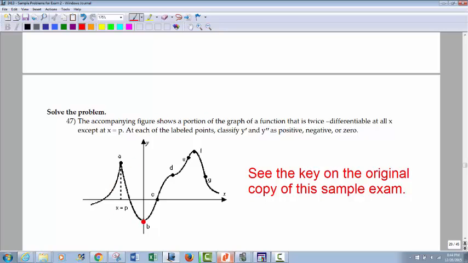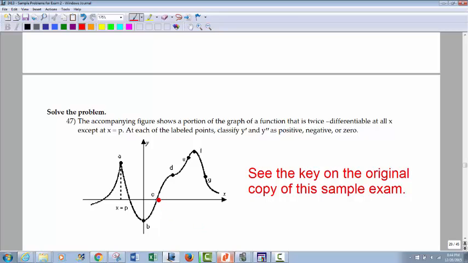Let's come down here to B. B is going to have first derivative equals 0, but you're in a concave up interval right here, right? And so that means f double prime of B would be positive. So f prime of B equals 0.